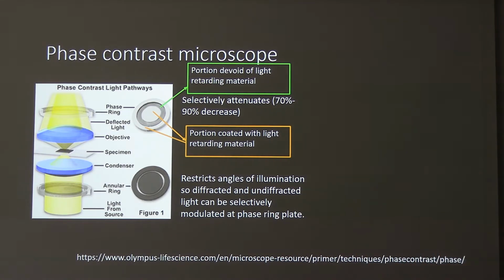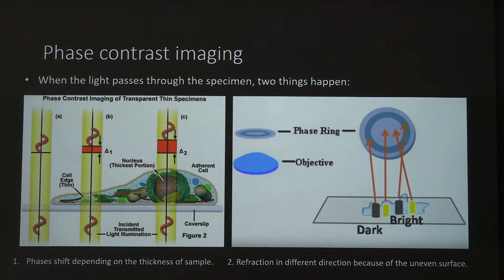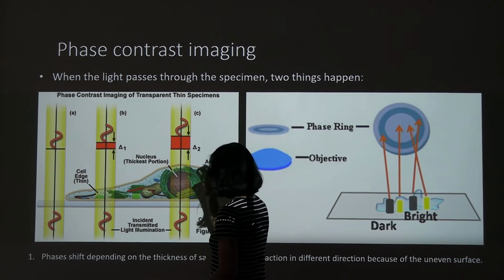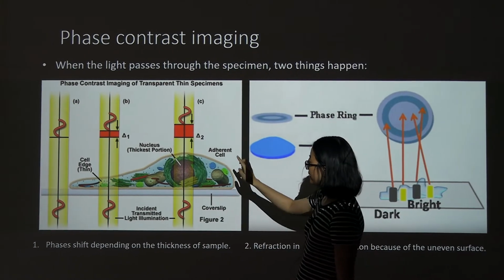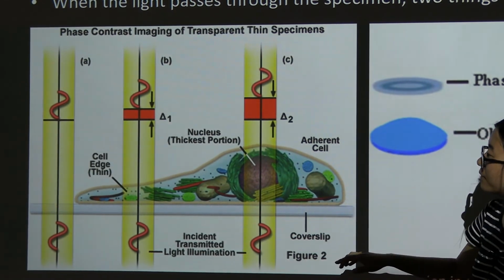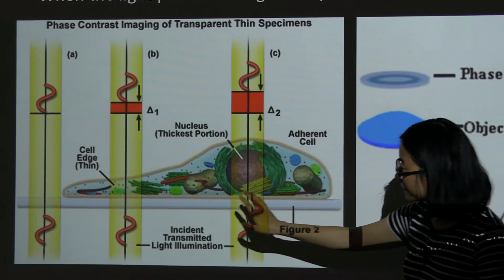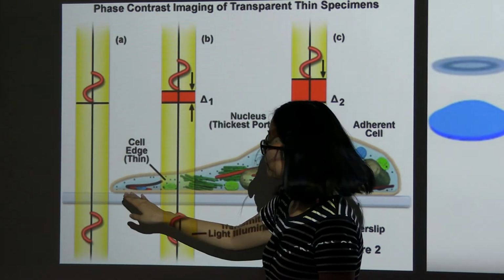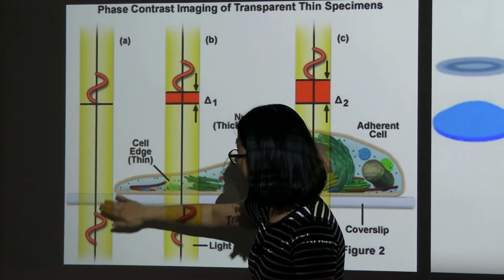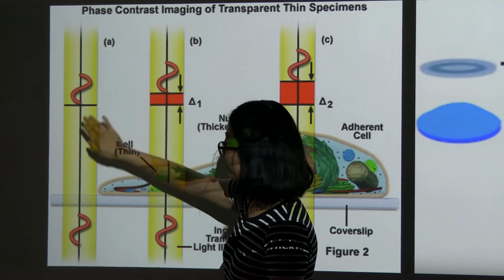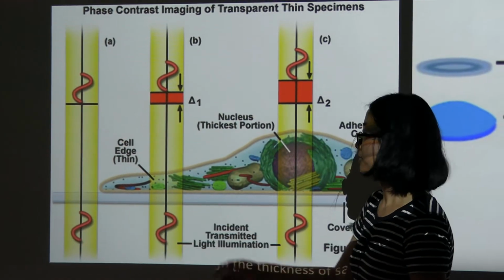So what exactly happens when the light passes through the specimen? Here shows two things that actually happen. When the light goes through the slide and your sample, different things happen. When there's no sample, only the slide, because it's glass with very few changes in phase, the light goes directly through without any changes. We call it background light.